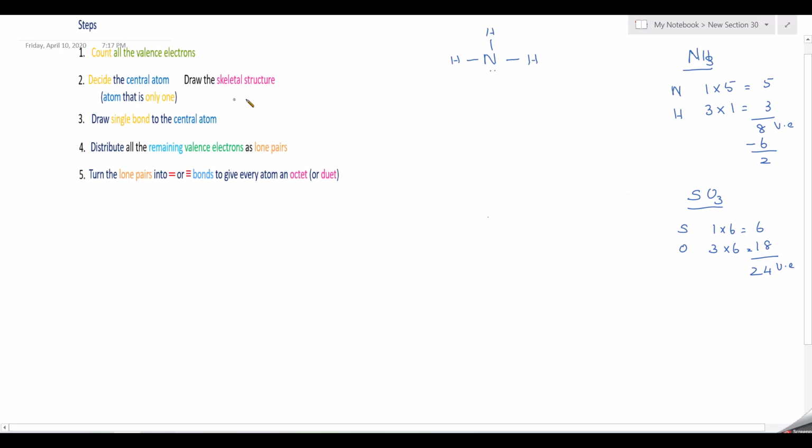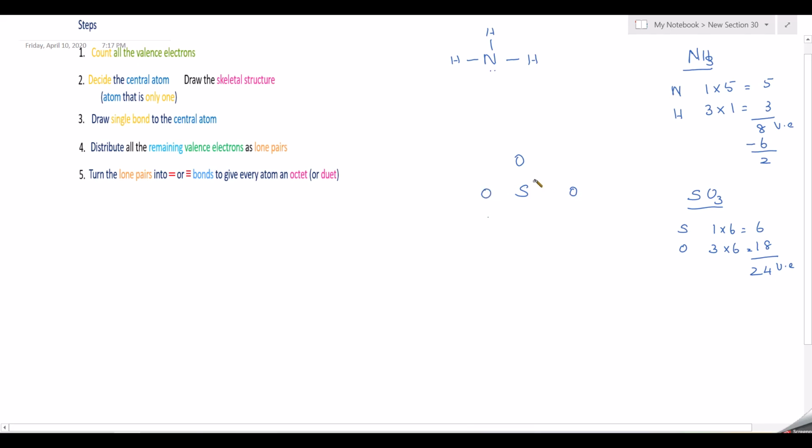Now decide the central atom. Oxygen you have 3 but sulfur 1. So sulfur should be the central atom. Then draw the skeletal structure. So 3 oxygens you write like here, here 1 oxygen, here 1 and here 1.